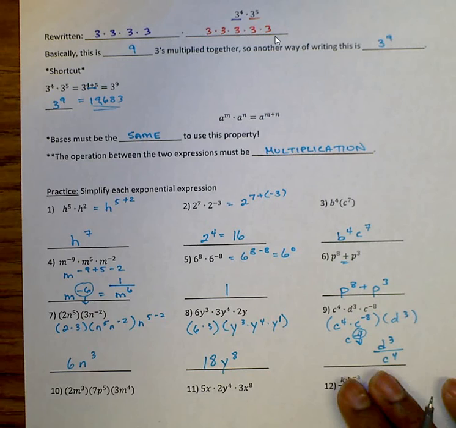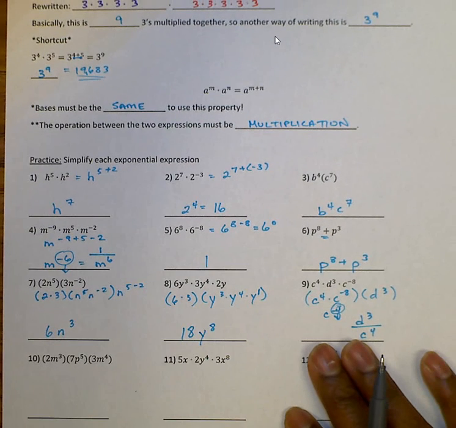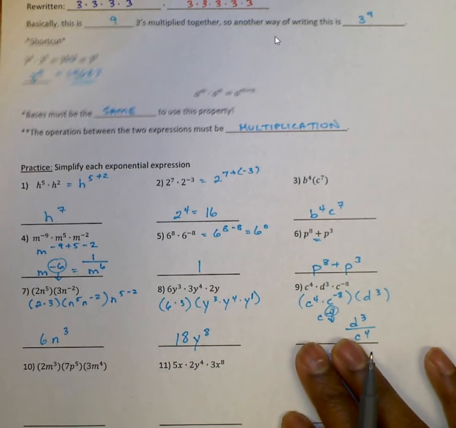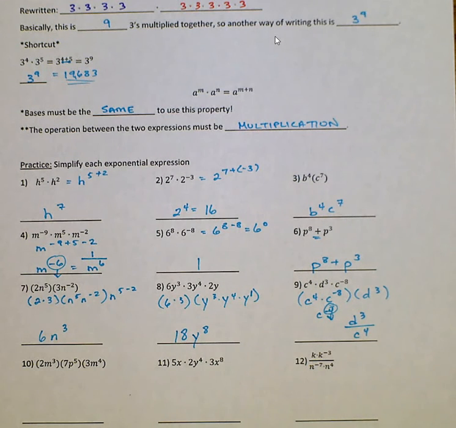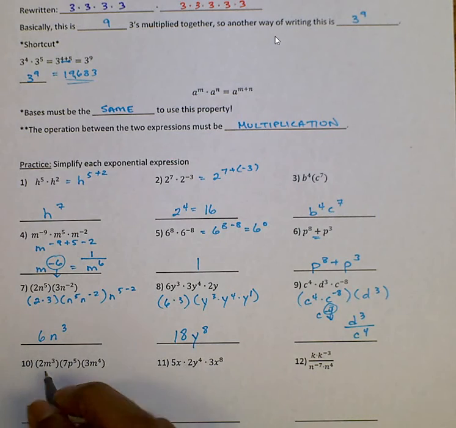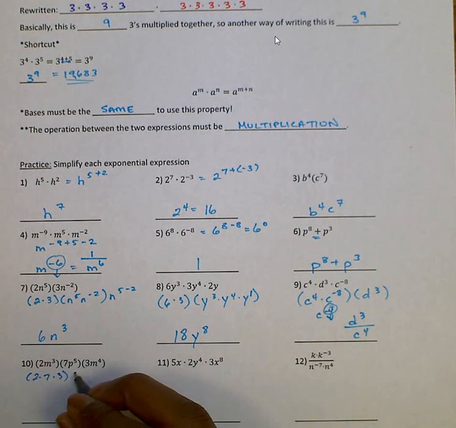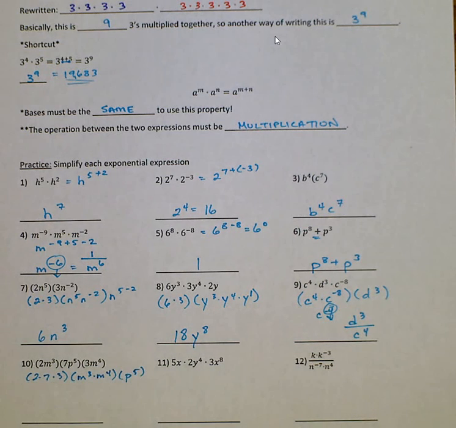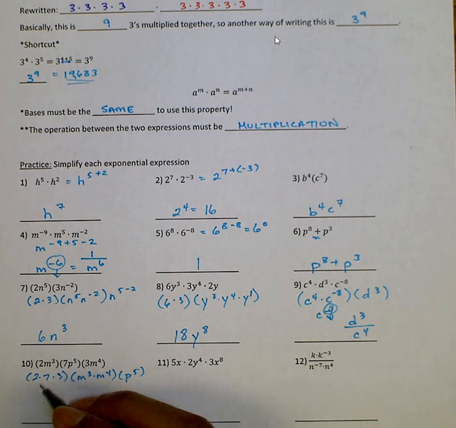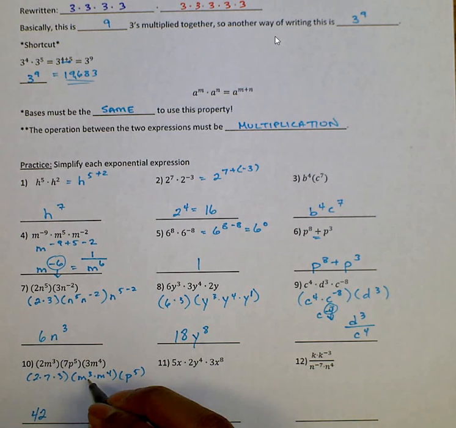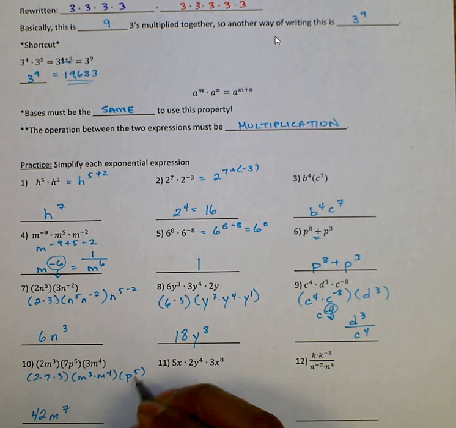Okay, so if you didn't get what I was saying by having to think a little bit more with the mixed numbers and variables, hopefully you see that now after these first 3 problems. We have 2 times 7 times 3. Organizing this for myself, m to the 3rd times m to the 4th, and p to the 5th. So that should give me 6 times 7, which is 42, m to the 7th, p to the 5th.